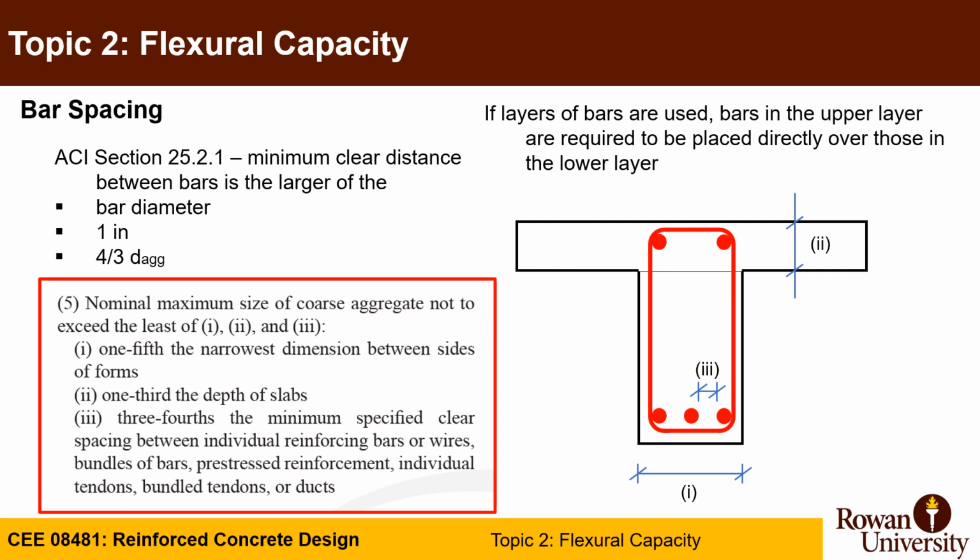Also, as you remember from topic number 1, we covered pretty much the minimum aggregate size. However, here what we need to do is ACI actually decides the minimum clearance between the rebar. So if you use, say, number 10, you need to check this minimum distance. This minimum distance has to be at least the bar diameter, or 1 inch, or 4/3 of the aggregate size you are using.